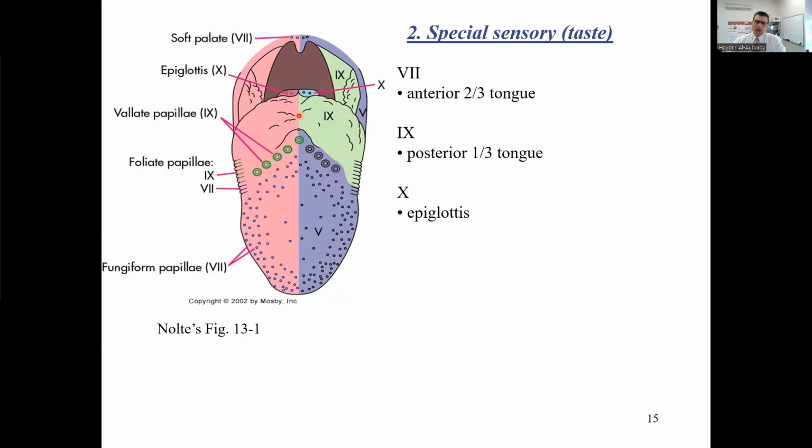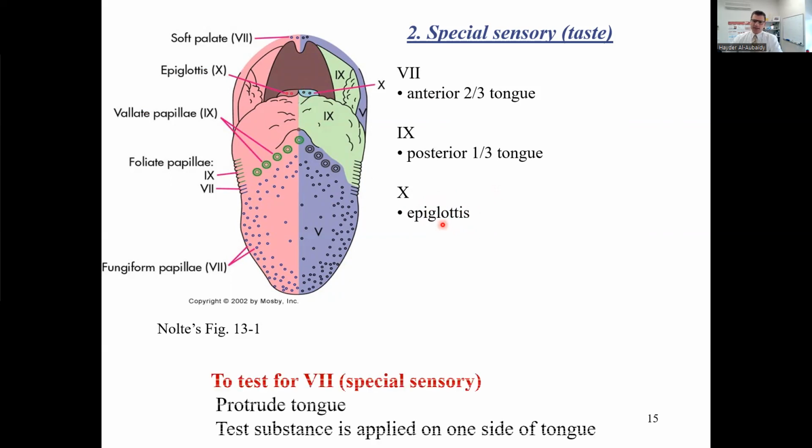In this slide, we also put the sensory or taste sensation from the posterior 1/3 of the tongue, which is carried via the glossopharyngeal nerve, while the sensation from the epiglottis, just behind the posterior third, should be carried via the vagus nerve. How do we test for that?